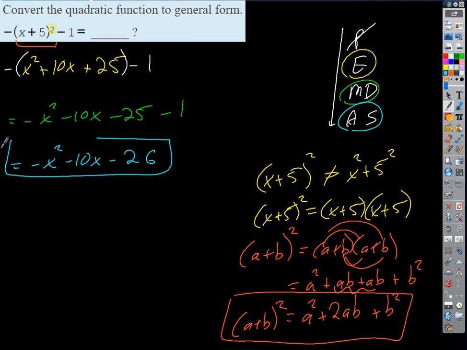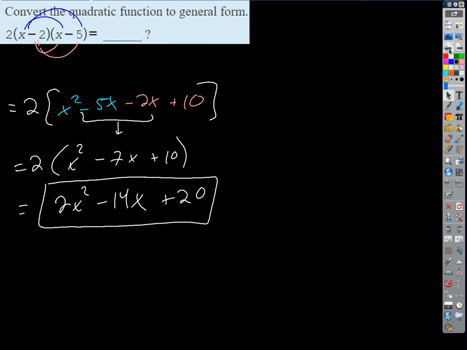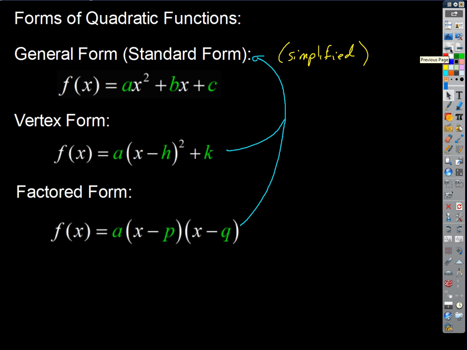I put it into standard form or general form, right? Make sense? Okay, easy. So those are easy conversions to make. When I'm going from vertex form or factored form, anytime I turn something into standard form or general form, whatever you want to call it, that's always just order of operations simplified. No big deal.